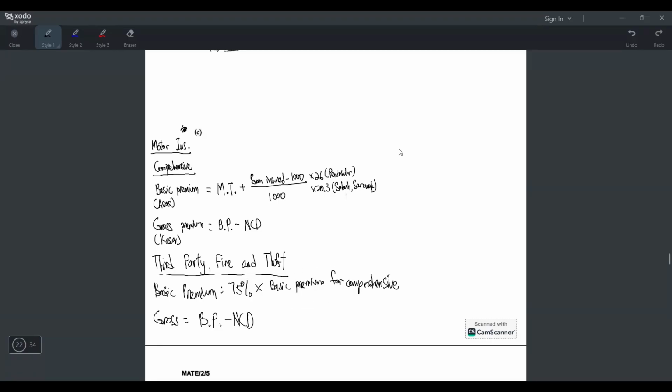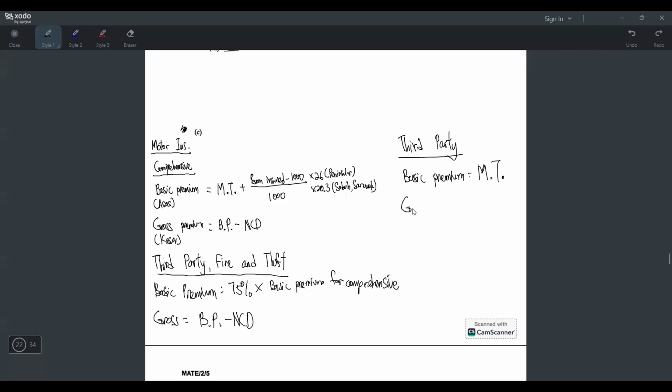Okay, all right. The last one is the third party policy. This one is the easiest one. For your basic premium, you can look at your motor tariff, because in your motor tariff you can get your third party amount. But you have to check the CC. You have to read according to how many CC and all that.